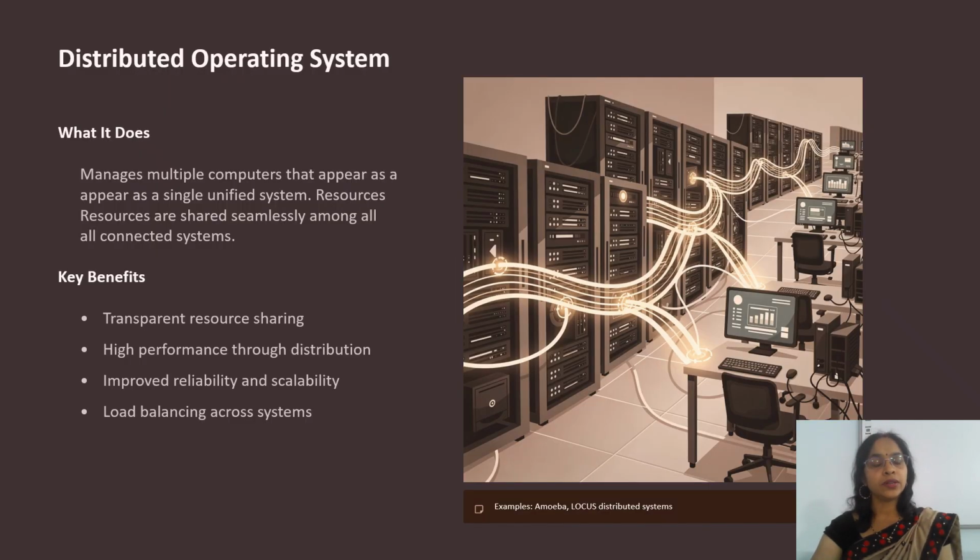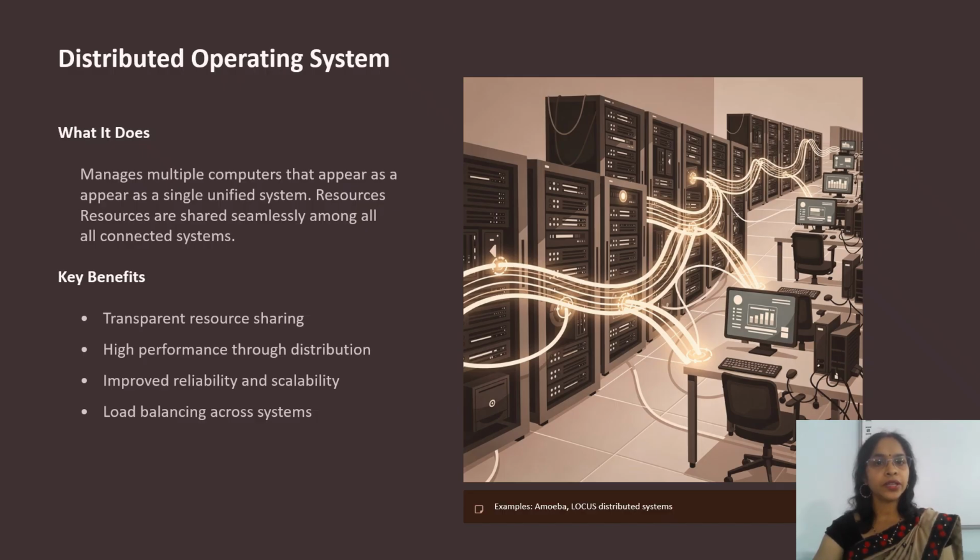Now, the next operating system is the distributed operating system. It manages multiple computers that appear as a single unified system. That means we are working on different systems, but it seems like we are working on a single system. Resources are shared seamlessly among all connected systems.